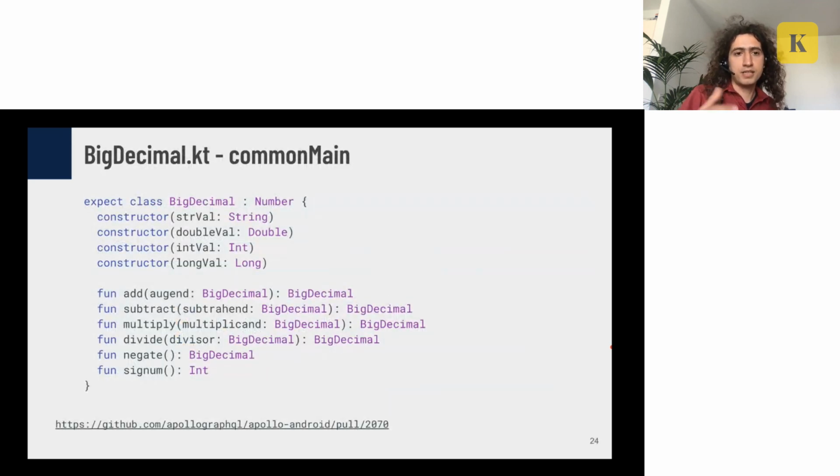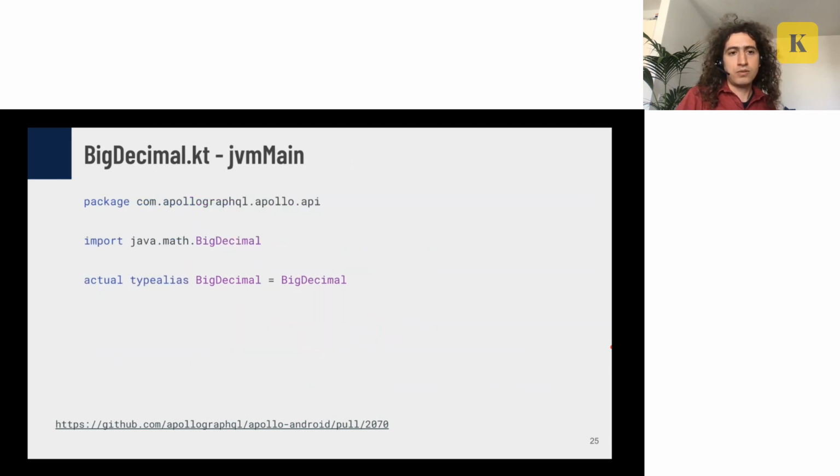So you need to do an expect class declaration in common main. Here we are not covering 100% of the functions available in big decimal. We are only covering the ones we use, but it's almost all of them anyways. So with that, you can even start using them inside your common main source set and inside your business logic. With Java, what you do is just type alias.